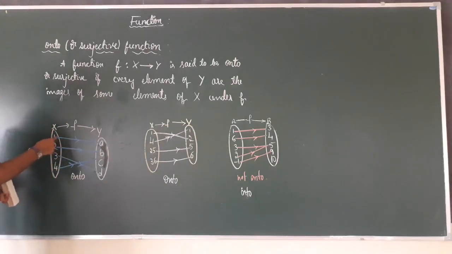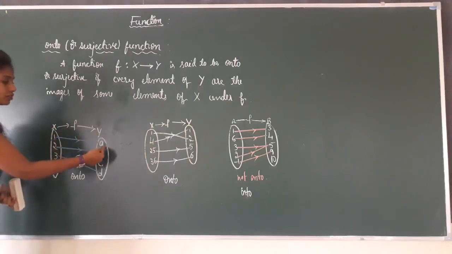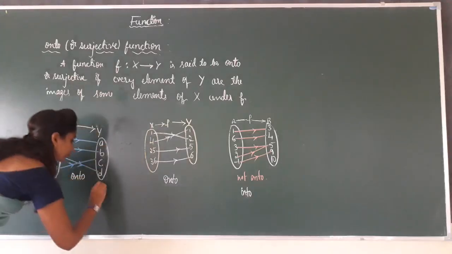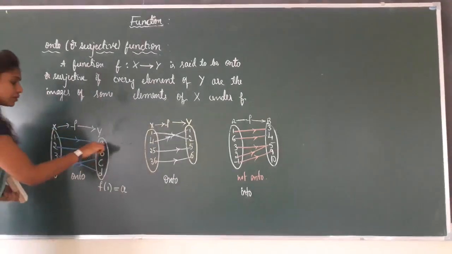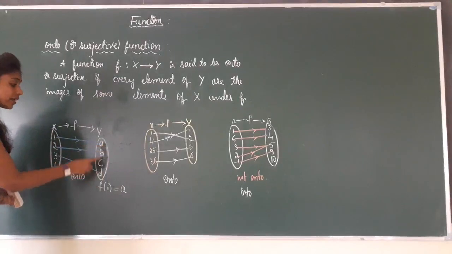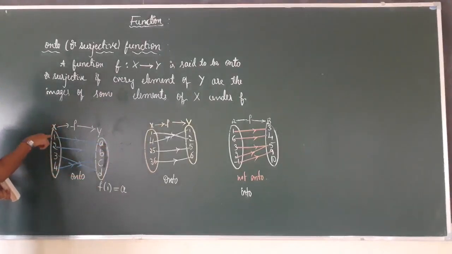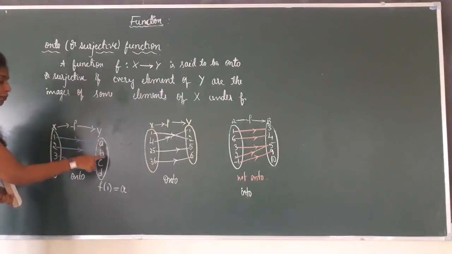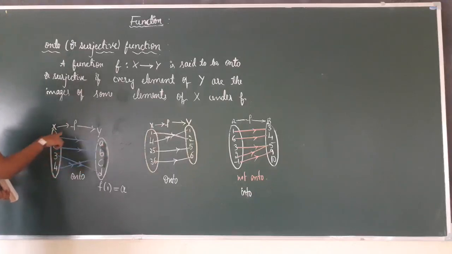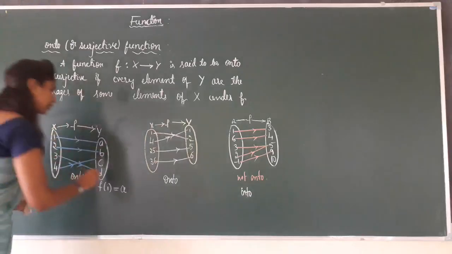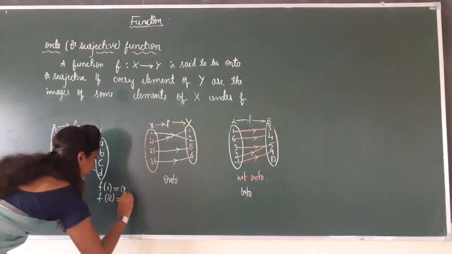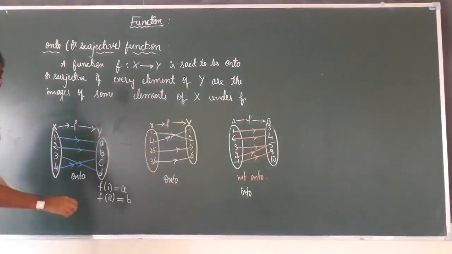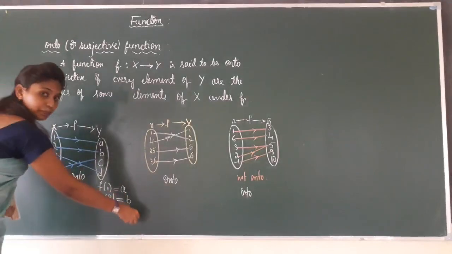That can be written as the image of 1, that is f of 1, is equal to a. For all the elements of the set Y, there exists an element. That is 1. For b there exists an element, that is 2. That can be written as f of 2 is equal to b. The image of 2 is b.